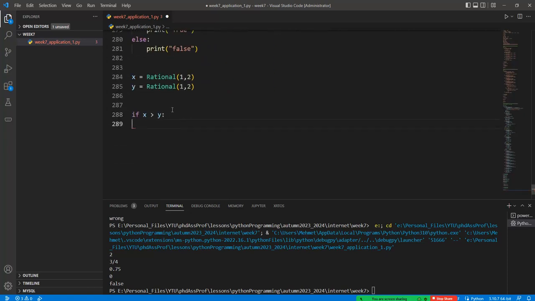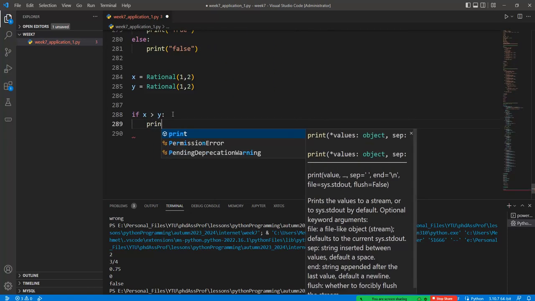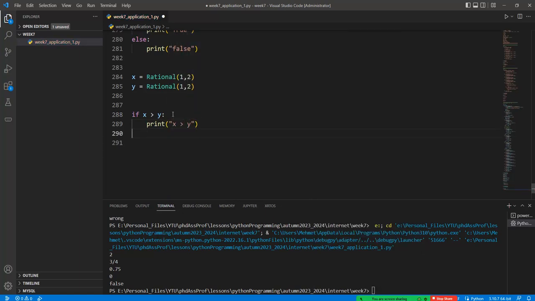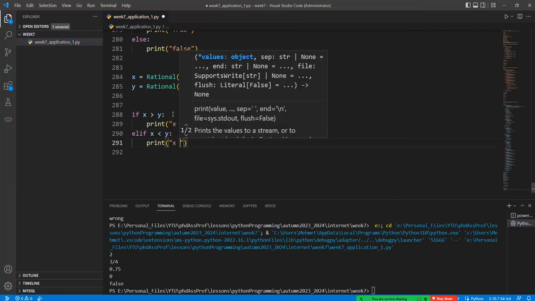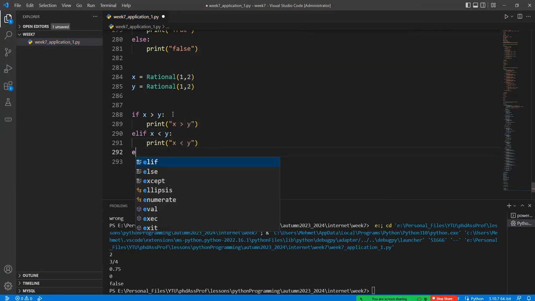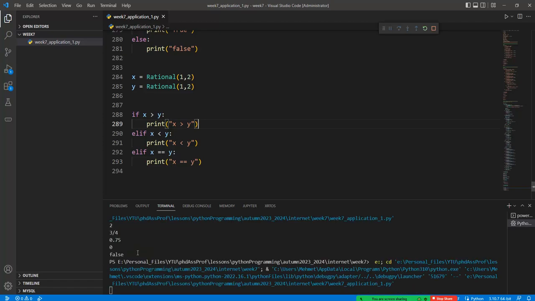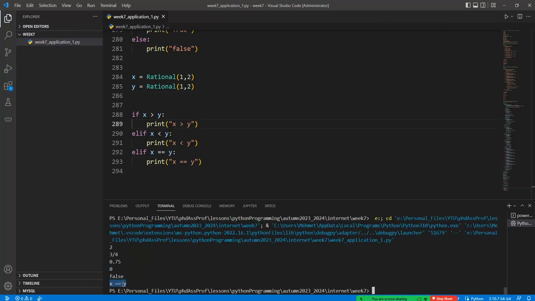And then we can generate the output of this code like this one: print x greater than y, okay? Or if x smaller than y, then we can print x smaller than y, okay? If x is equal to y, print x equal to y. And what's the result of this code? The result of this code is x is equal to y.